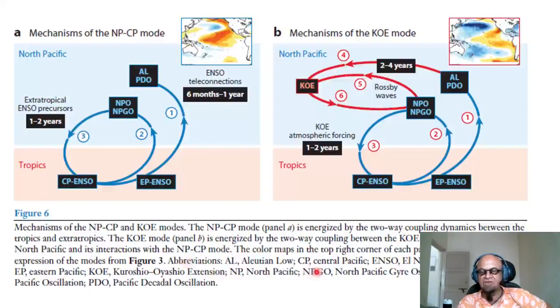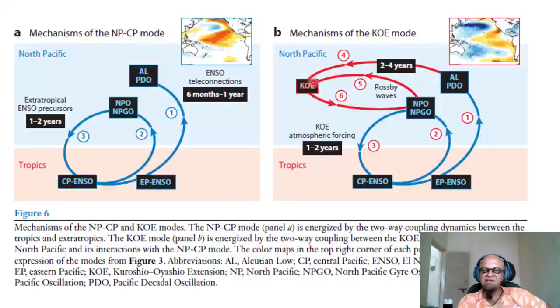Okay, the color maps in the top right corner of each panel show spatial expressions of the modes from figure 3 we looked at before, oceanic expressions. So the abbreviations are the same. So you have again North Pacific and the tropics, KOE atmospheric forcing as opposed to extratropical ENSO precursors with 1 to 2 years here. So KOE instead of the NPCP, and you have CP and EP ENSOs feeding the Aleutian Low, PDO with 2 to 4 years affecting the KOE.